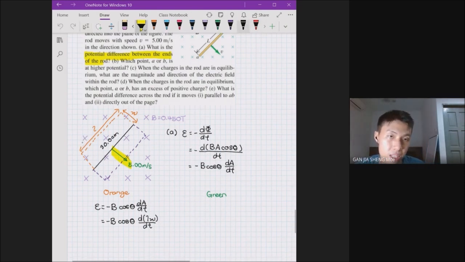So if the length is constant, we can bring out the length. It's B L cos theta. Then this one will be the change of width with time. We know that this change of width with time is just the speed over here. And since it caused the area to increase, it's a positive value of B.